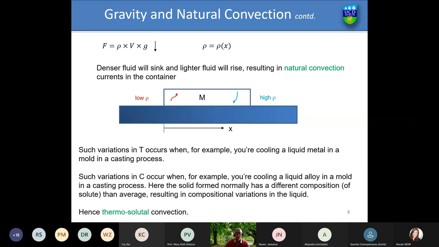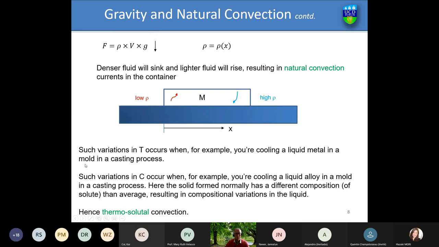So as a result, we have different densities in different parts of the material, or in different parts of the container. So the higher density fluid will drop and the lower density fluid will rise, resulting in a natural convection loop, in this case, in a clockwise sense within the container.